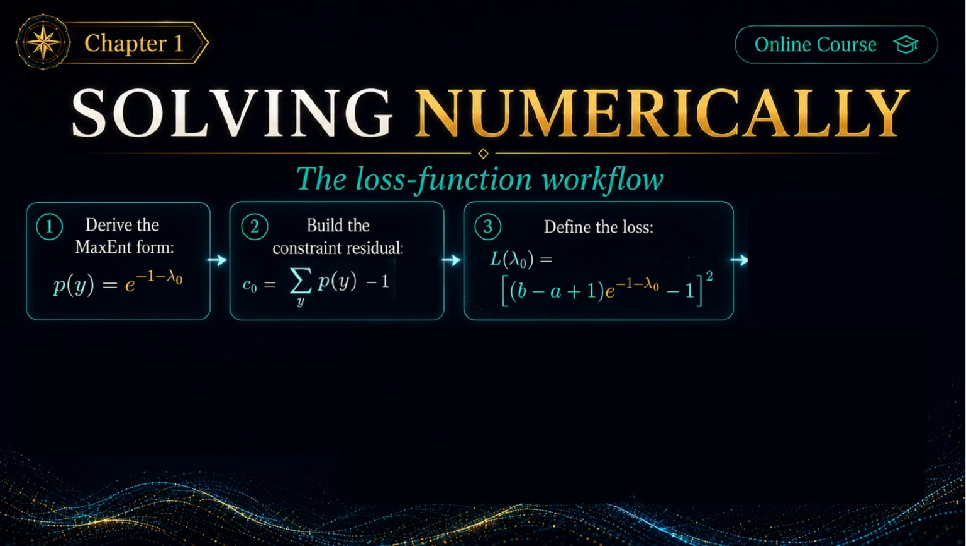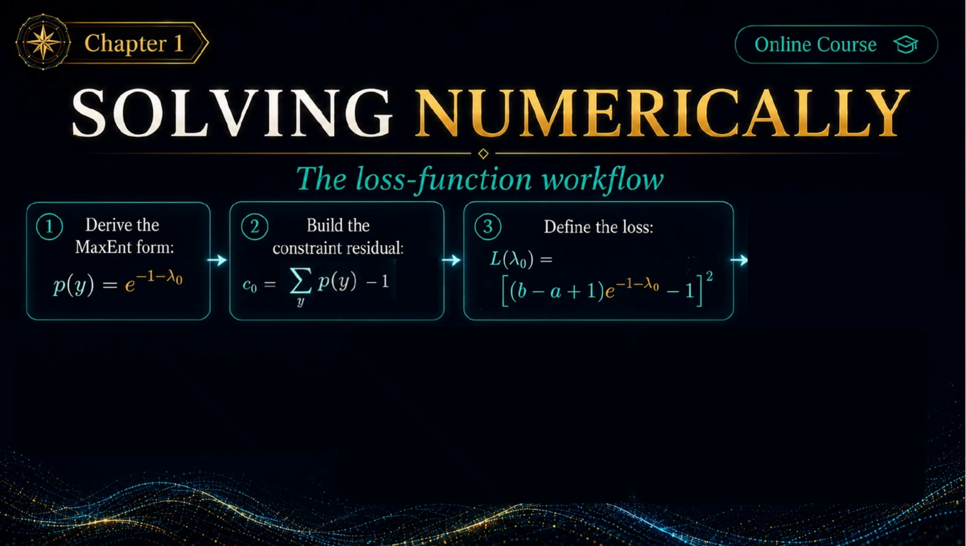But we take our constraint, which is what we've done there in the brackets, and I'll point this out in a second. We take the constraint and we square it, okay? And that is defining our loss. So let me unpack this just a little bit. First of all, the b minus a plus 1 times e to the negative 1 minus lambda naught, that is just simply the sum of the probability distributions, right? Hopefully you can follow that.